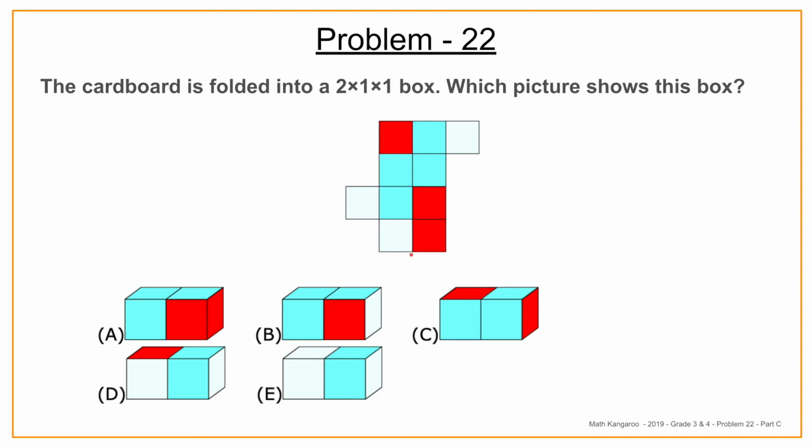Let's do again, option B. We have two blue on top. On the side we have cyan color and red, and this would be on the side wrap and this will go on the base.